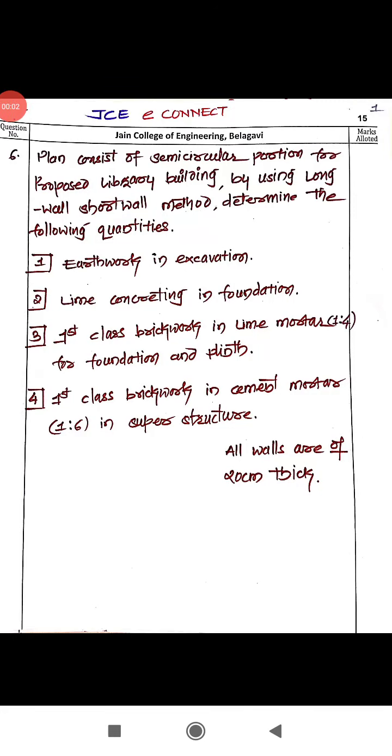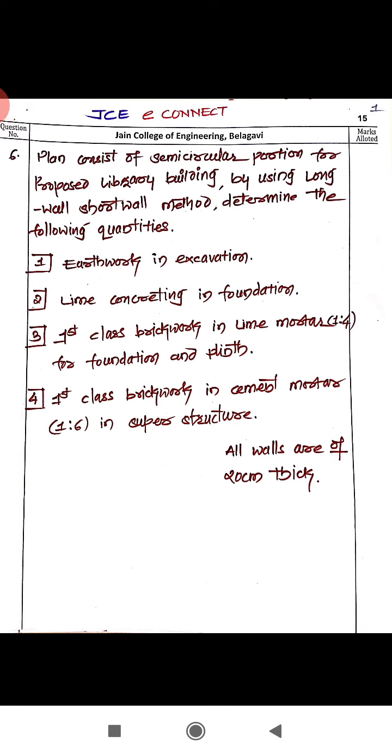Welcome to JCE Connect. Today we are going to solve the semicircular portioned problem that we have solved previously by center line method. Today we are going to solve that same problem by long wall short wall method.